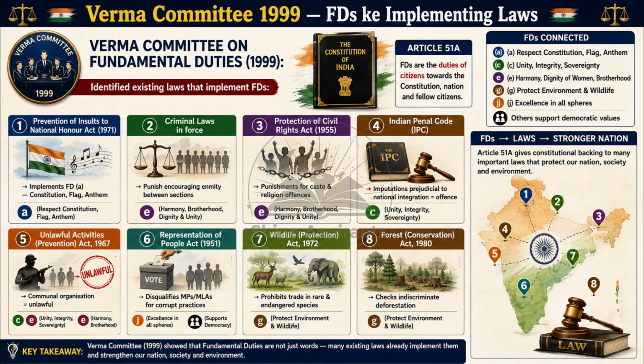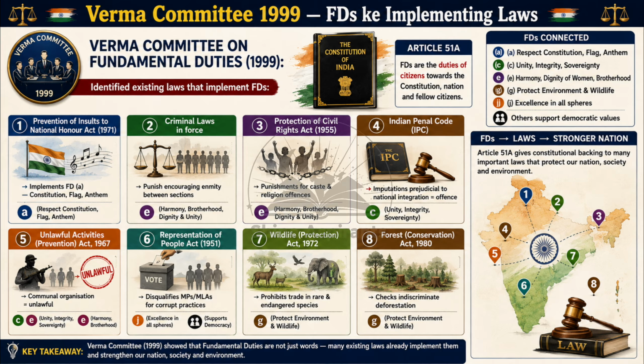8. Forest Conservation Act, 1980. This act checks indiscriminate deforestation and diversion of forest land for non-forest purposes. Also implements Duty G. So you see, Article 51 is not just symbolic. It has a whole ecosystem of laws behind it.